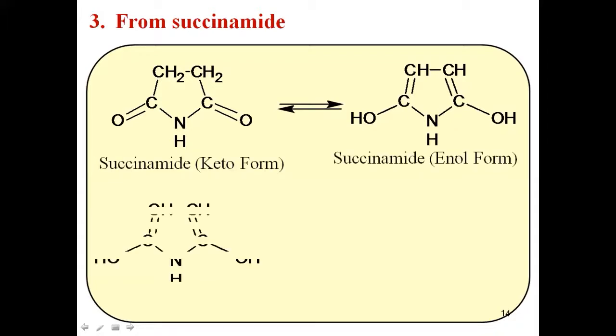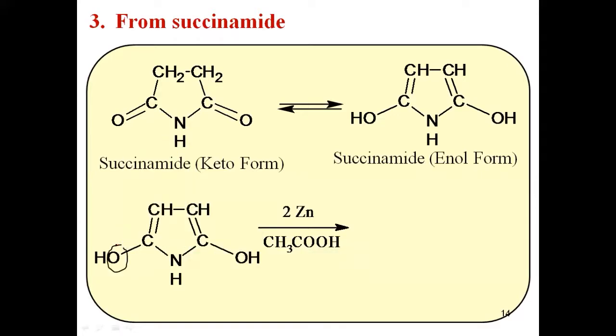Now this enol form of the succinamide participates in the reaction, and when that succinamide is treated with zinc metal in presence of acetic acid, now how does the reaction occur? That succinamide loses one oxygen atom.